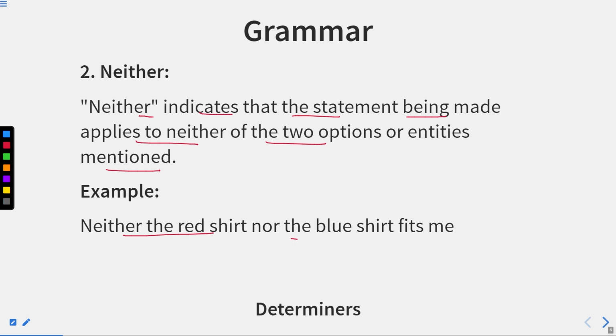Neither the red shirt nor the blue shirt fits me. It means whether I talk about the red shirt or the blue shirt, they both are loose on me, they do not fit me. It means neither the red shirt nor the blue shirt fits me. So this is very simple. Whenever we use either or neither, we are talking about only two. When we are selecting one of those, we use either, and when we don't want to select any of those, we use neither.